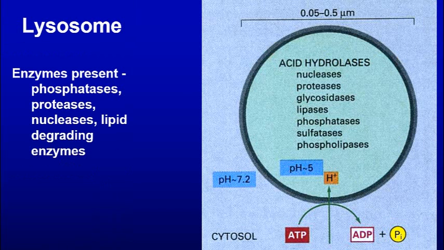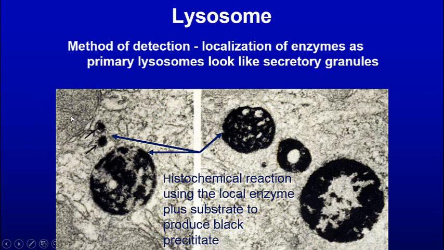And a lysosome has enzymes. It has phosphatases, proteases, lipases, lipid-degrading enzymes. It has a host of these inside there. And it has a lower pH because it uses ATP to pump in hydrogen ions. So these enzymes work better at a low pH, and they are in the lysosome at the expense of energy.